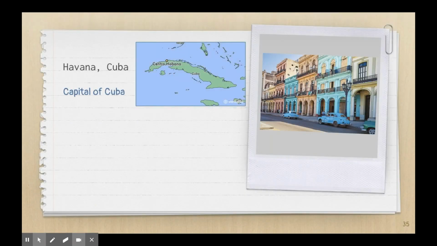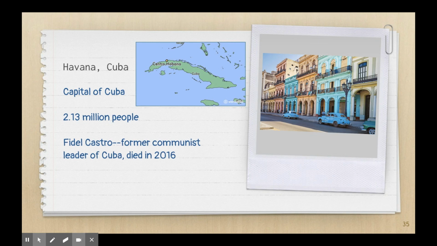Havana, which is located in Cuba, and it is the capital of Cuba. It has 2.13 million people. Cuba is known for Fidel Castro, who was its former communist leader, and he died in 2016.